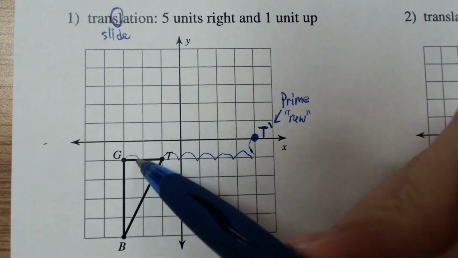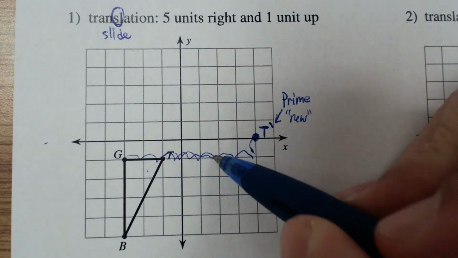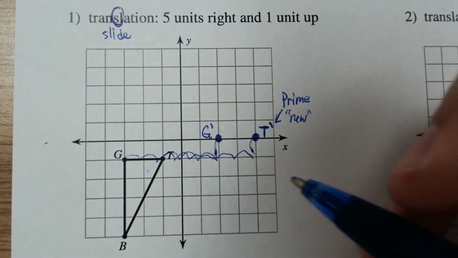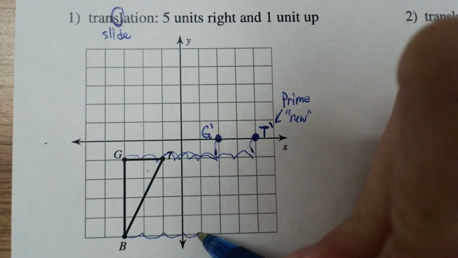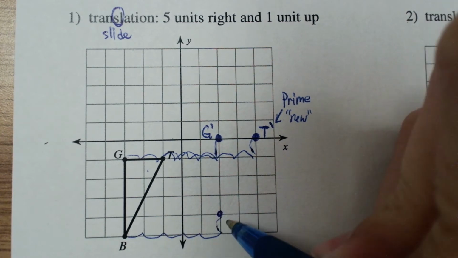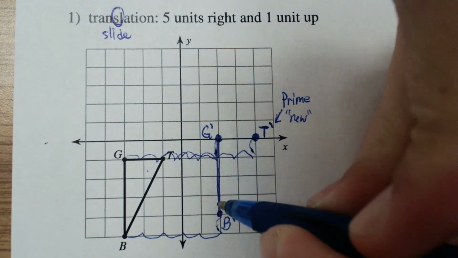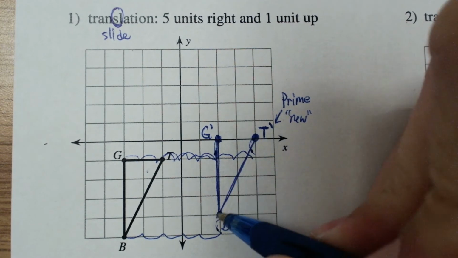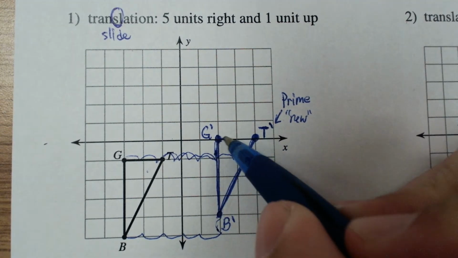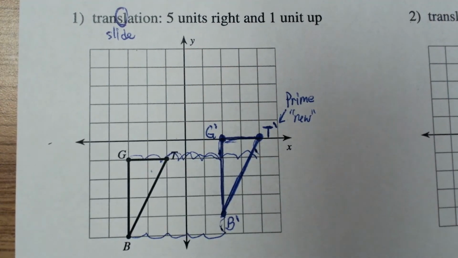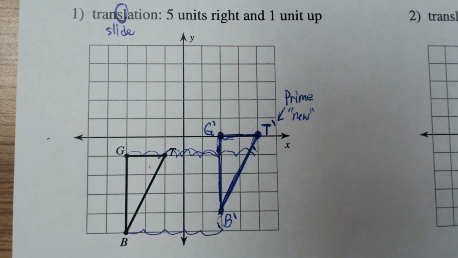Then you would move G. 1, 2, 3, 4, 5, 1. G prime. Then B, 1, 2, 3, 4, 5, 1. B prime. And connect dots. Notice that is the same shape, facing the same direction, the same size, same everything as it was before, just slid up and over. Okay, that is one way that you could do this.